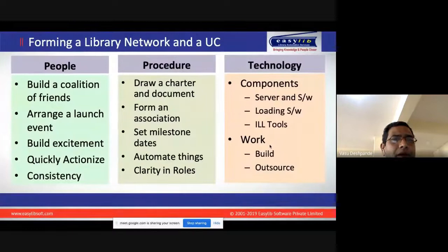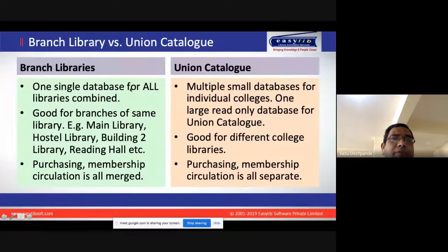Now, the question is, how do you form a union catalog? Why I'm jumping directly into the union catalog is that the branch library is pretty simple. Those of you already using Easylib 4.4, this branch library concept is not there in that. In 6.2, I put a foundation. Easylib 6.4 already has the branch library feature. So it's a very small configuration change that we'll be doing to make your library have branches. But with the union catalog, you are getting data from multiple colleges and putting it together.